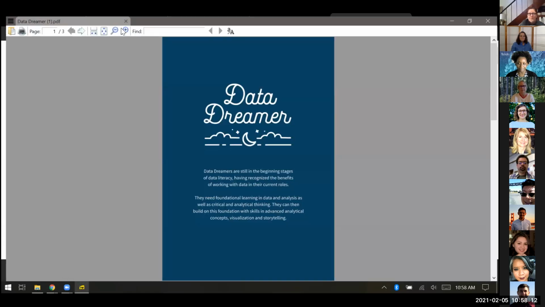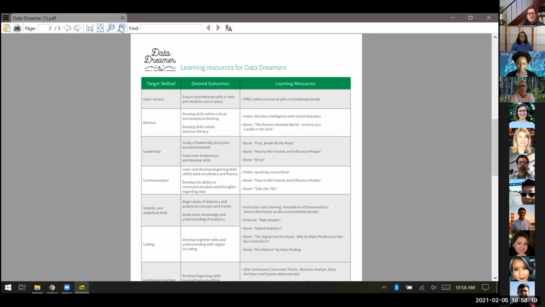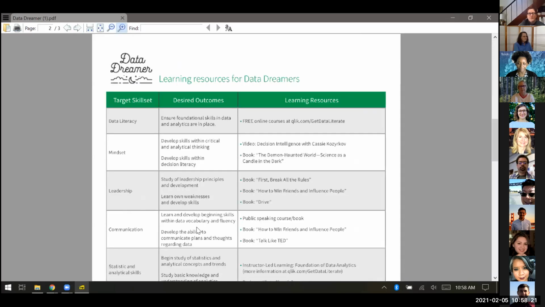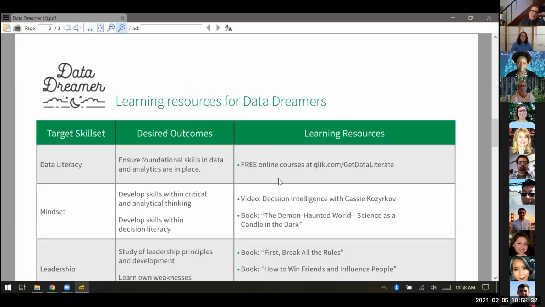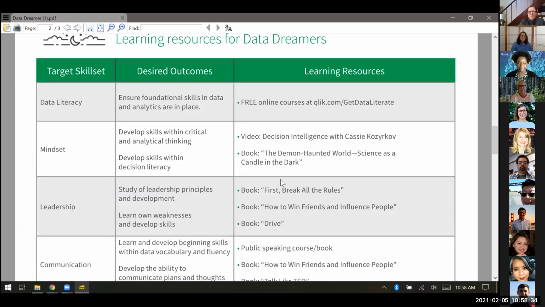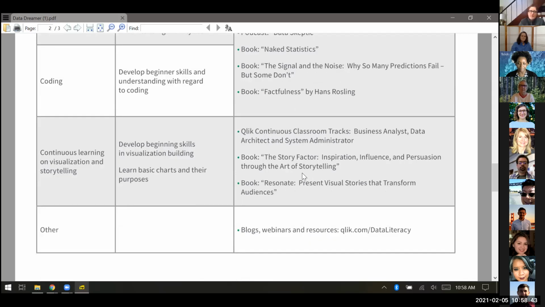Okay. So the learning pathway I got as a data dreamer shows me my target skill set, what I want to develop, the outcomes I want from learning it, and then the actual resources for doing that learning, which is very, very cool. And a lot of this comes from that website. And then they actually referenced a lot of stuff that they didn't make themselves, which is cool. Some podcasts, some books, very, very helpful.